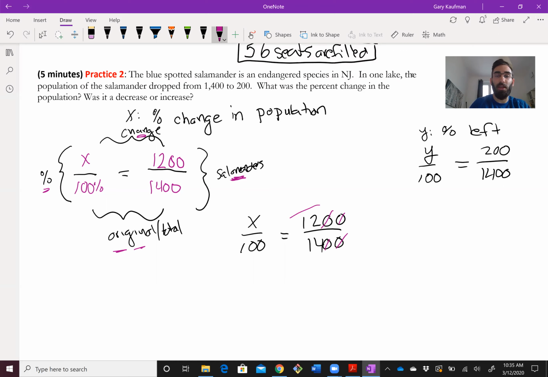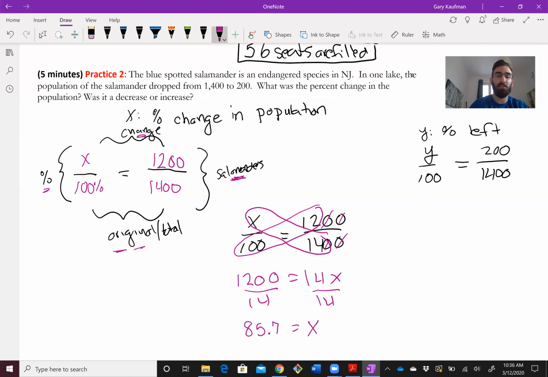So I'm now doing 12 times 100 equals 14 times X. So we get 14 times X. And then we're going to divide by 14, divide by 14. And when we do 1,200 divided by 14, we get X equals 85.71 about percent.